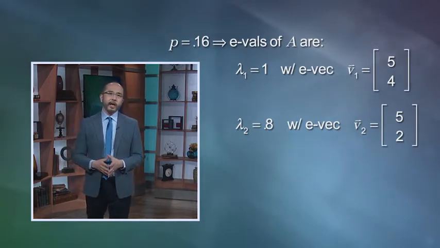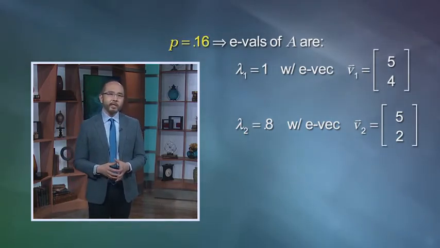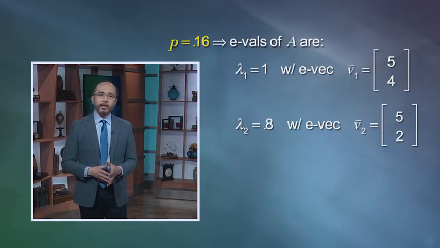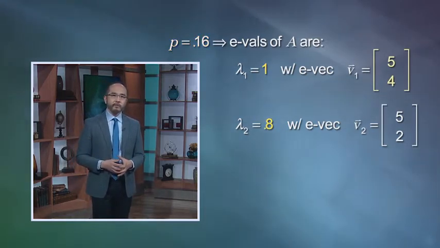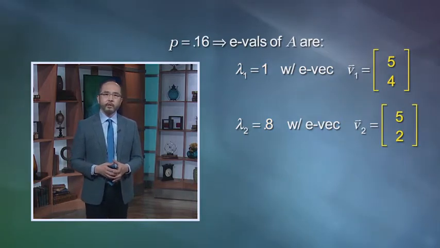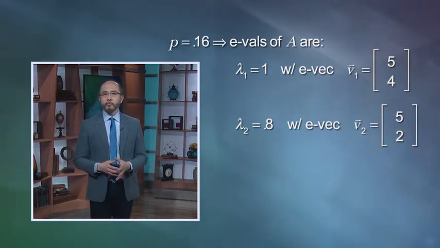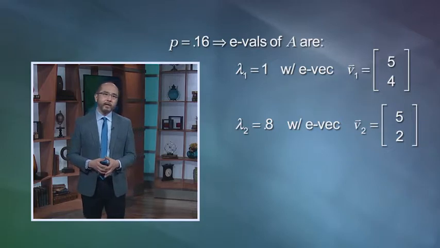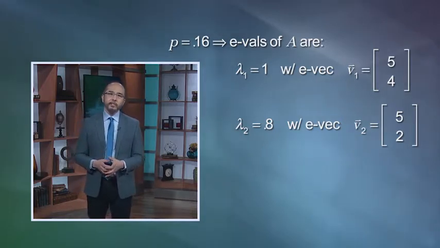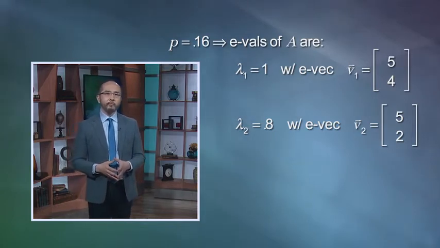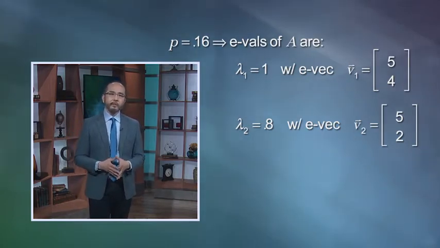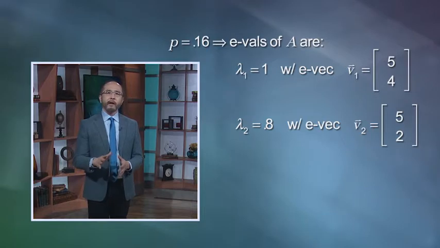Finally, let's look at what happens when the predation parameter p equals 0.16. The eigenvalues are 1 and 0.8 with eigenvectors 5, 4 and 5, 2. And based on other examples, you can probably guess what will happen here. I encourage you to take a moment now to sketch a diagram of the fox-rabbit plane and figure out what is happening to points in the plane at each time step. Take a moment now to think about it.